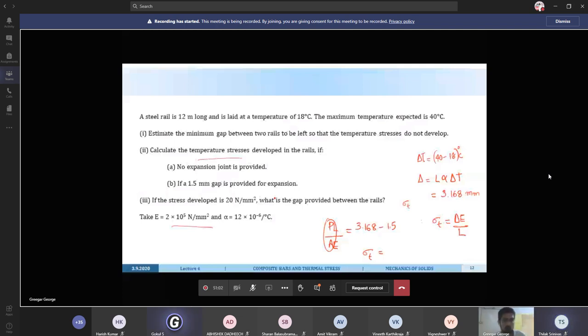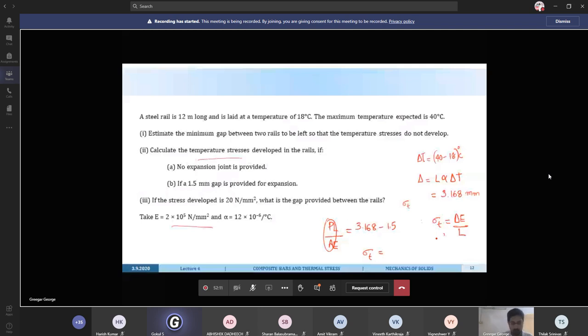Sir, can you solve the third part? The third part is the stress delta is 20 Newton per millimeter square. What is the gap provided between the rays? I'm running out of time. Sir, stress into length into 10 power. Sir, can you hear me? Yeah, I can hear you. Who is it? Gokul, sir. Okay, yeah. Sir, 20 stress 20 into 12 by 2 into 10 power 2.